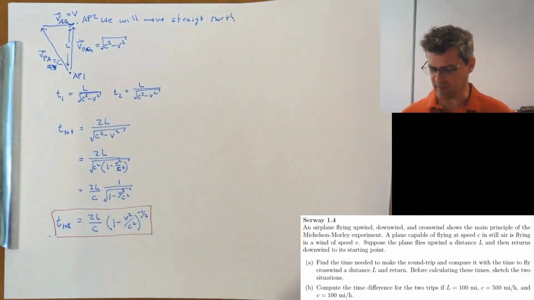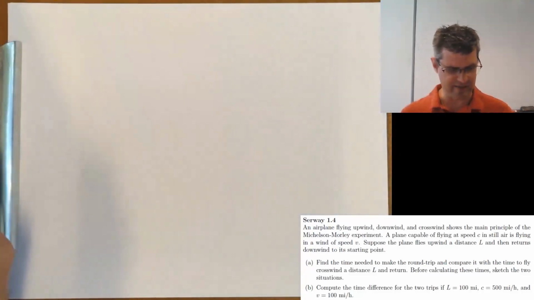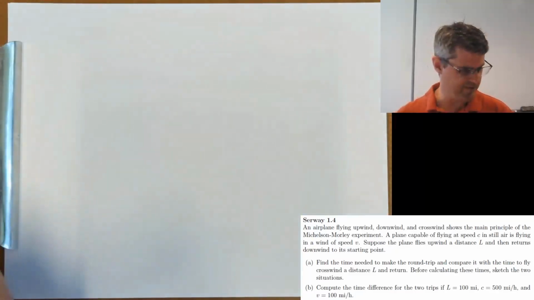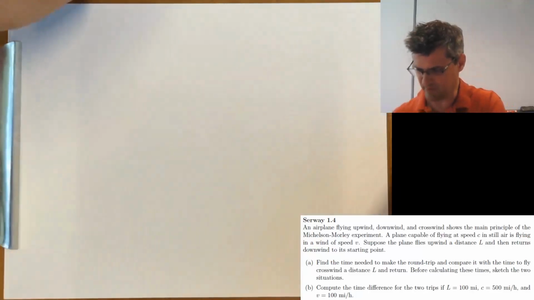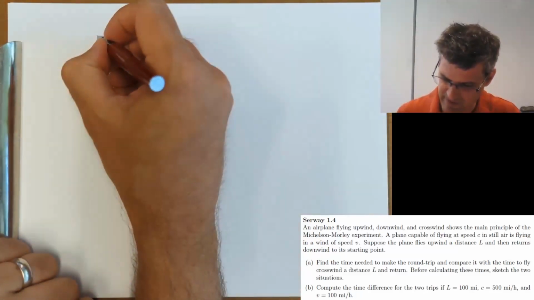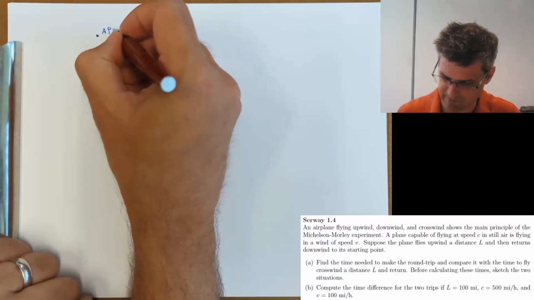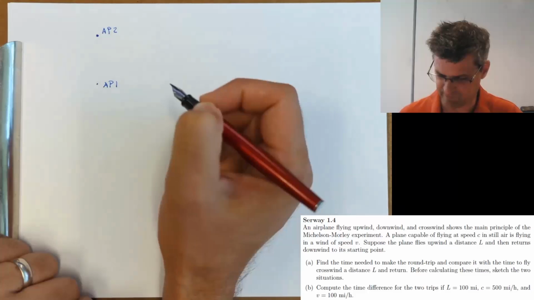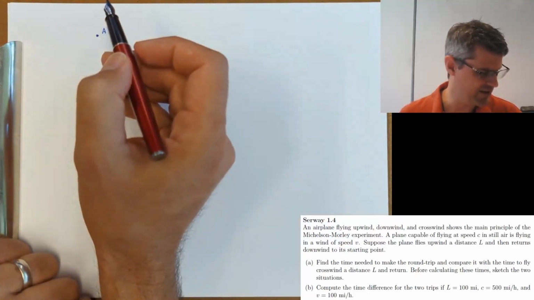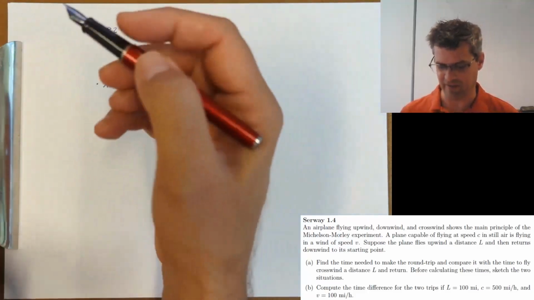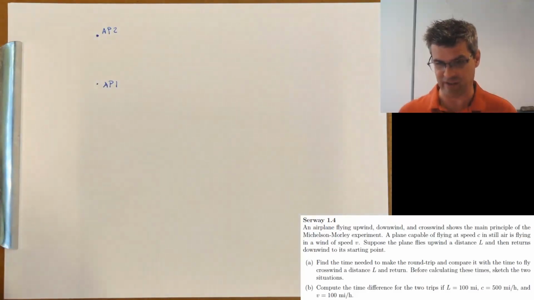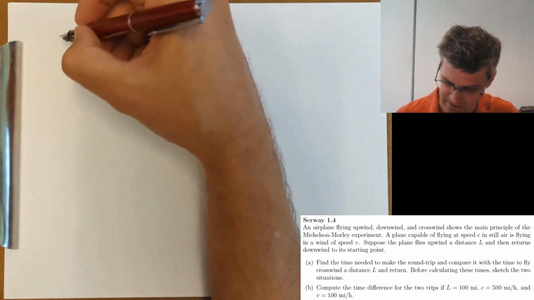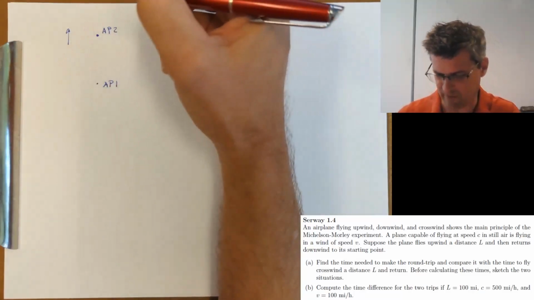Now what if we wanted to do the problem a slightly different way? Let's put this aside. What if we still had the same two airports? Let's use this pen. We'll use a consistent pen. So we still have airport 1, airport 2 here. We're going to have the wind going in a different direction. So now we're going to do the upwind and downwind. So let's say that the speed of the wind is this way.